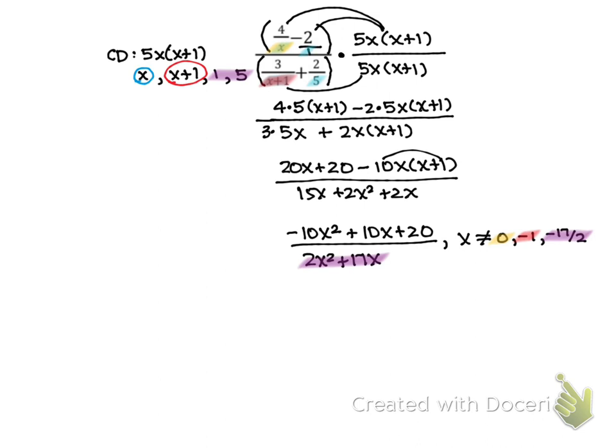Then this very last one that I came up with, which was negative 17 halves, I got that from the resulting answer there. And if I set that equal to 0, it's got a GCF of x, take that out, then you have a 2x plus 17. So if we solve that, we're going to get negative 17 halves.